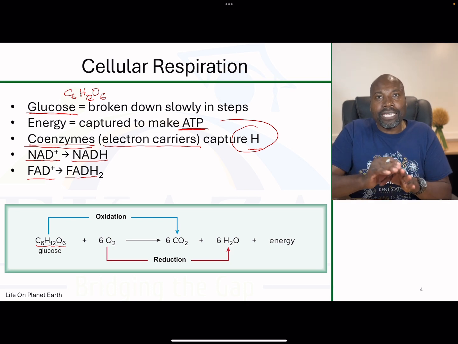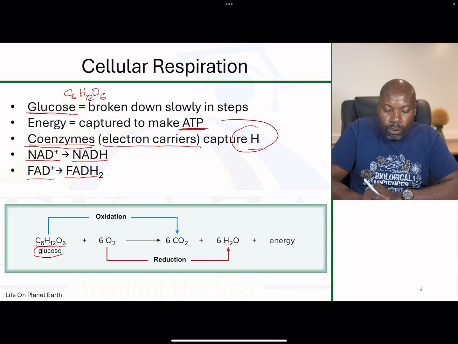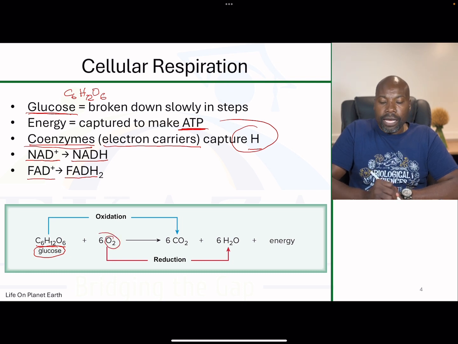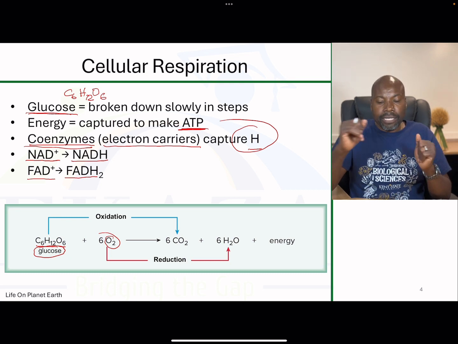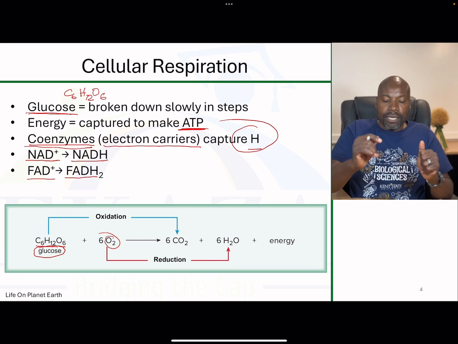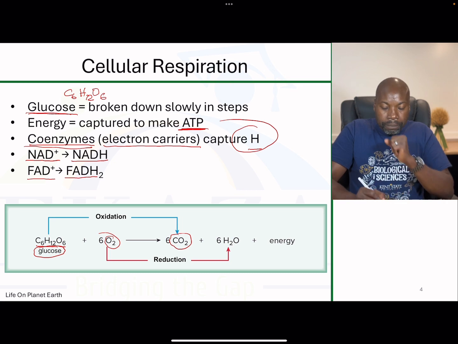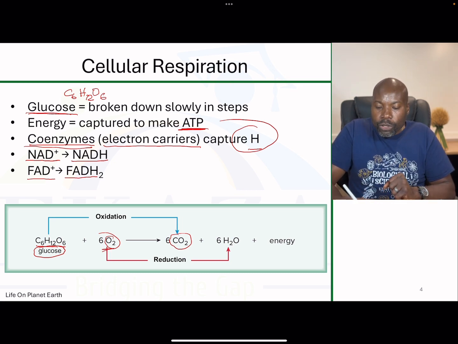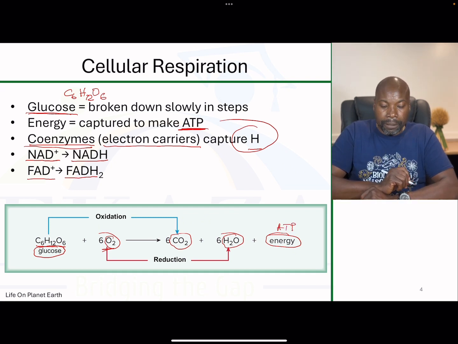Now, let's take a look at the equation of cellular respiration. So, a glucose molecule in presence of oxygen is going to release electrons slash hydrogens, right? In the process, glucose is going to become carbon dioxide, while oxygen is going to become water. In the process, you produce energy in the form of ATP at the end of the day, obviously.